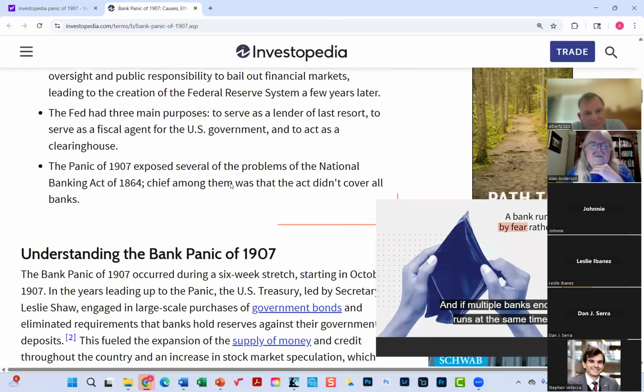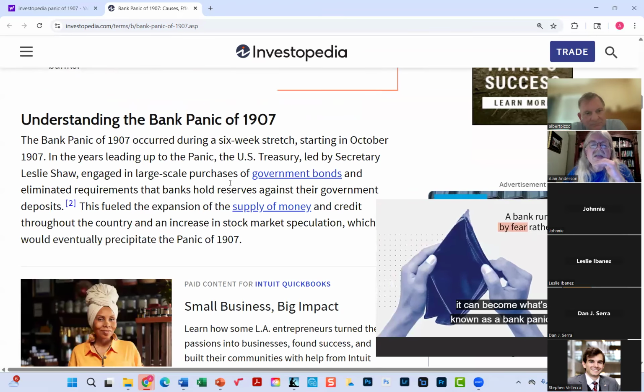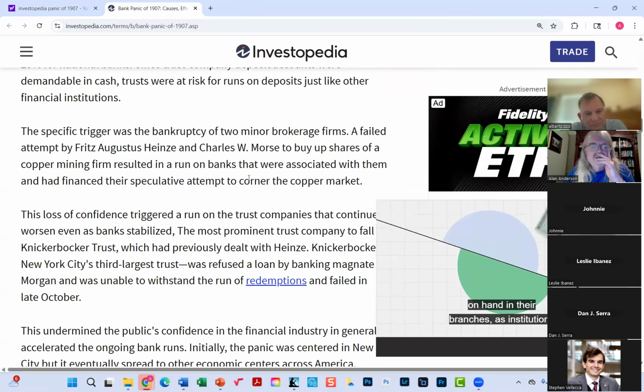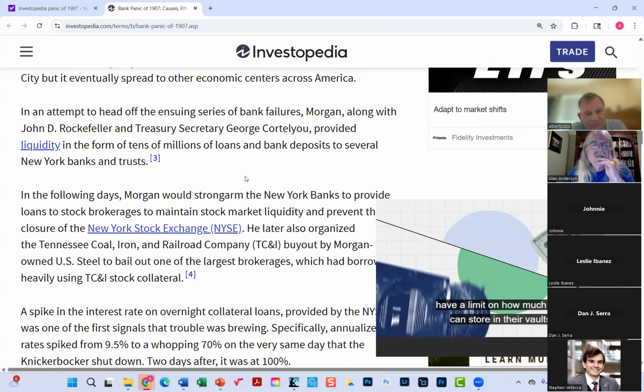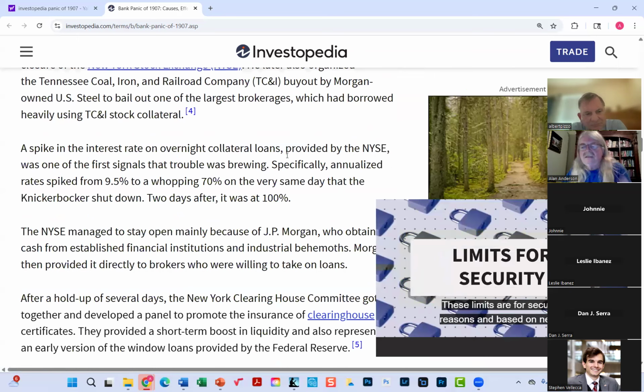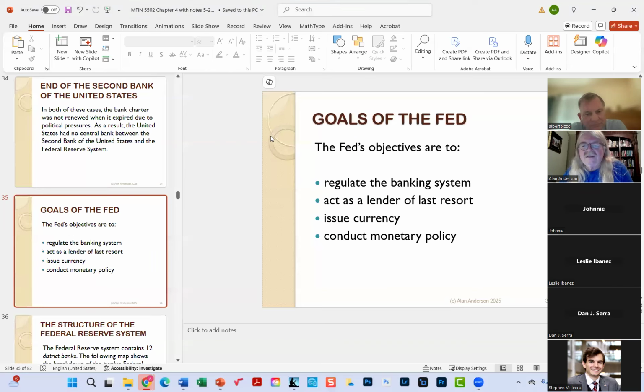So Congress finally said, all right, let's create a central bank. And the result is the Fed. Unbelievable. So yeah, things were a little different in those days.